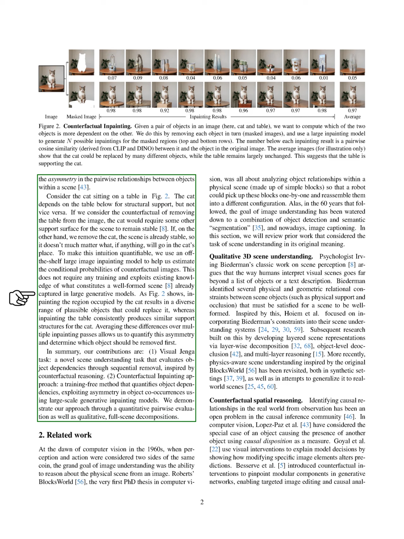To quantify this intuition, we use a large image inpainting model to estimate the probabilities of counterfactual images, leveraging existing knowledge of well-formed scenes captured in generative models. Through inpainting, we find that replacing the cat leads to a variety of plausible objects, while inpainting the table consistently yields similar support structures. By averaging these differences, we can determine the order of object removal.